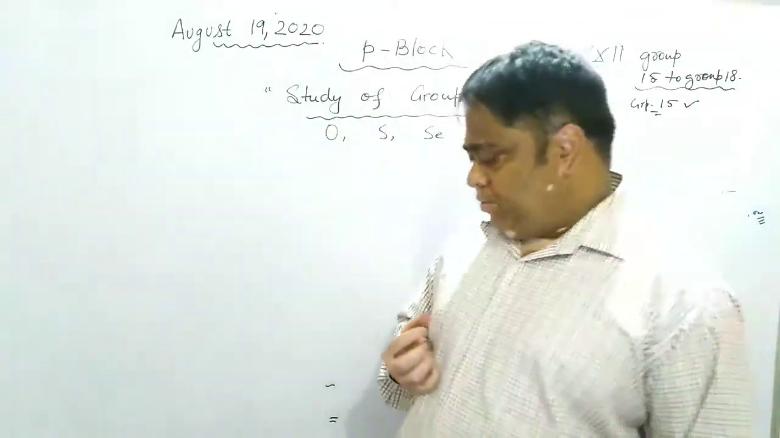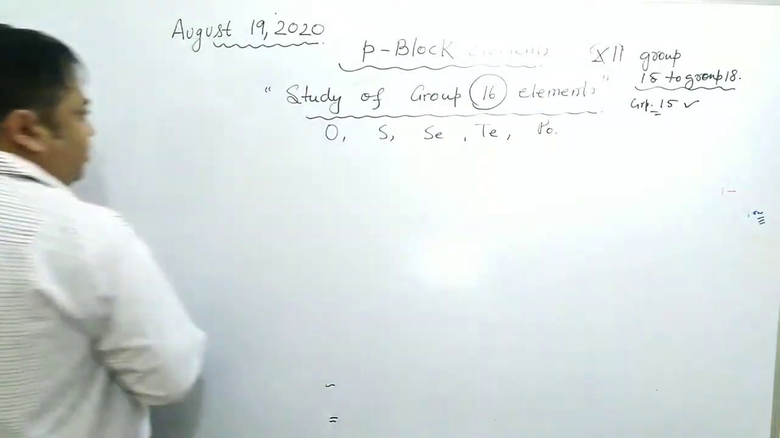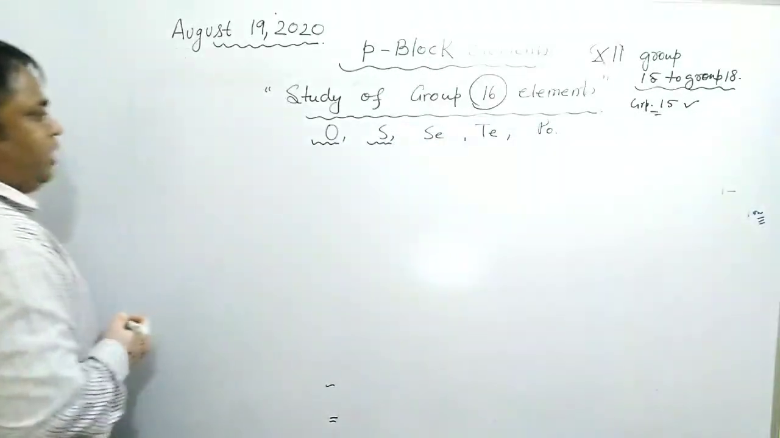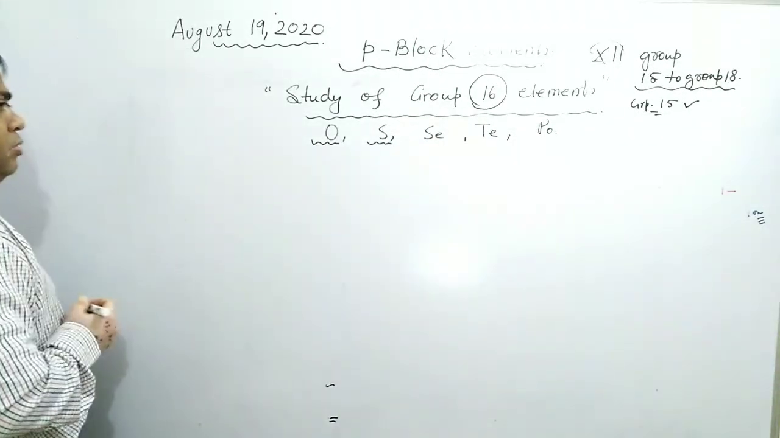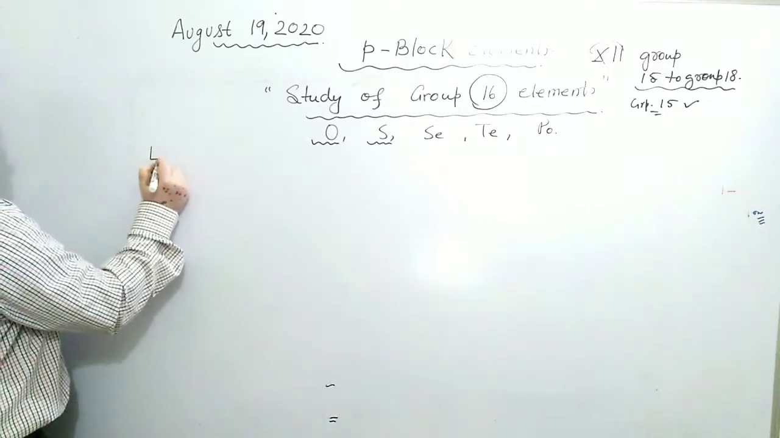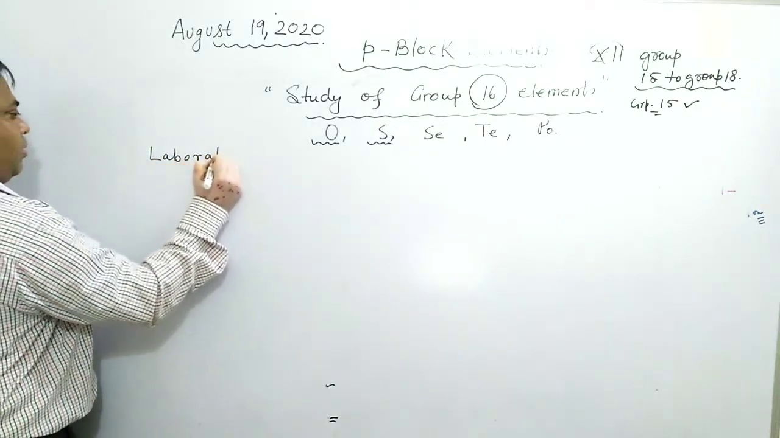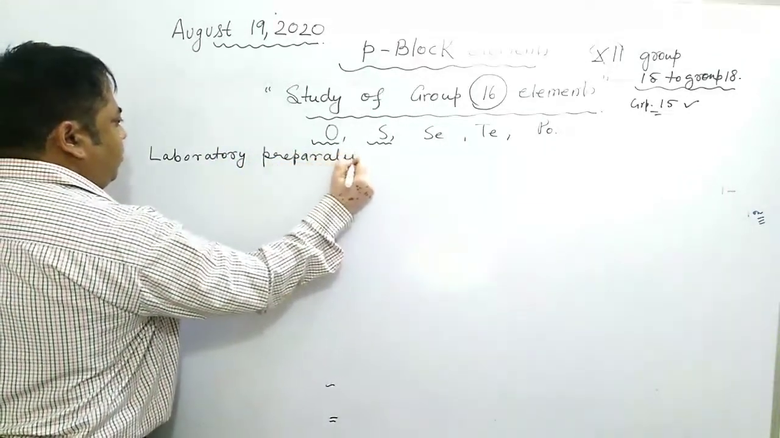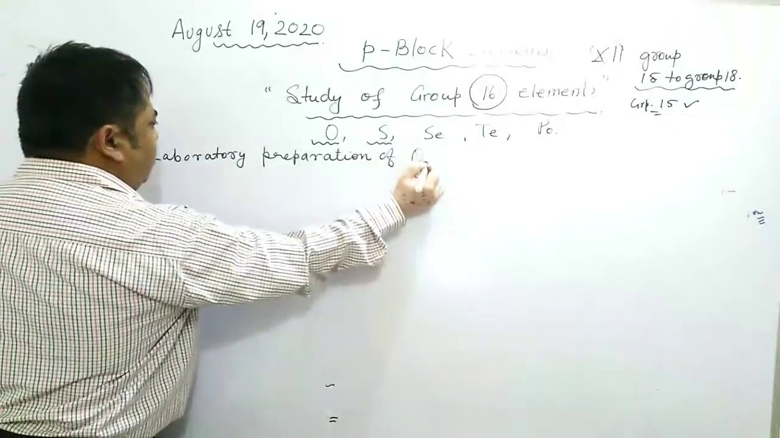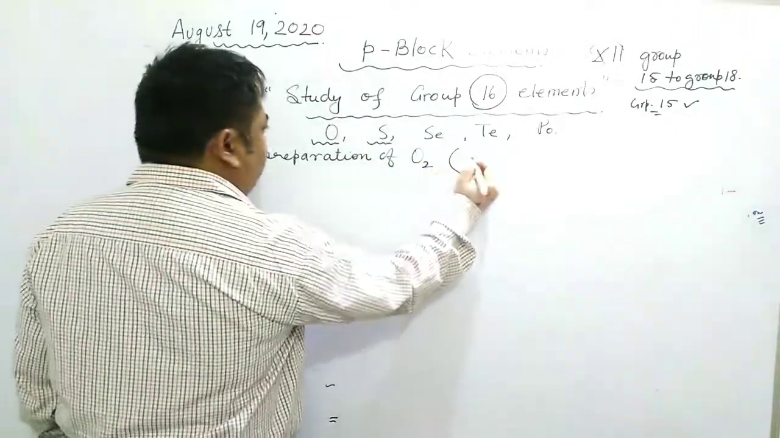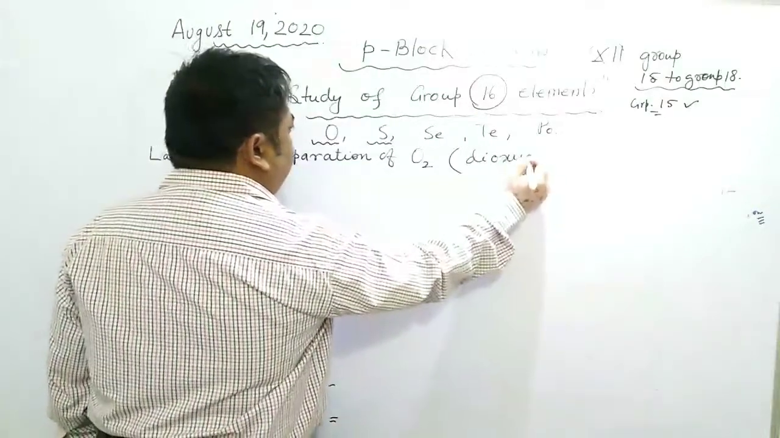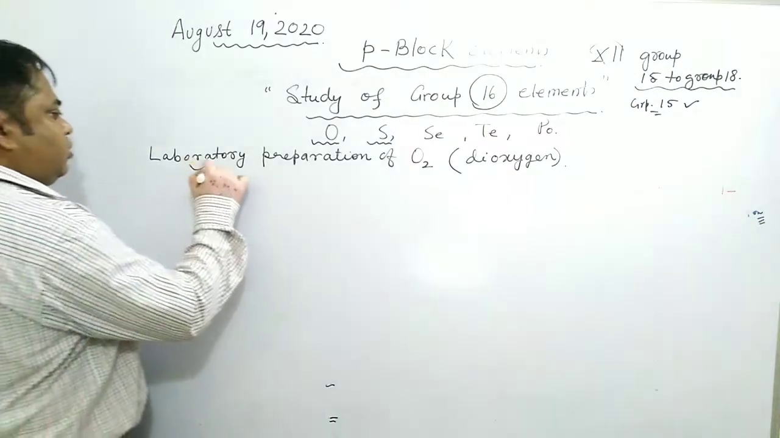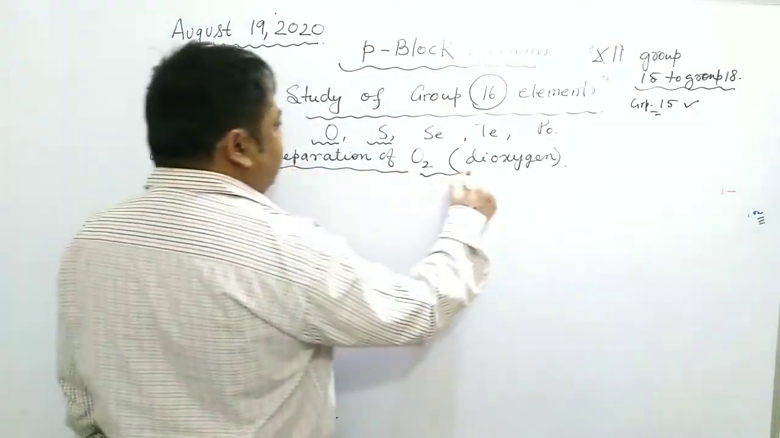Like we have to study the preparation of dioxygen, preparation of SO2, preparation of sulfuric acid, preparation of ozone, all that. So we will see the laboratory preparation of O2. O2 is also called dioxygen. Why is it called dioxygen? Because ozone is also there, which is written as O3. So to differentiate that, we write it as dioxygen.